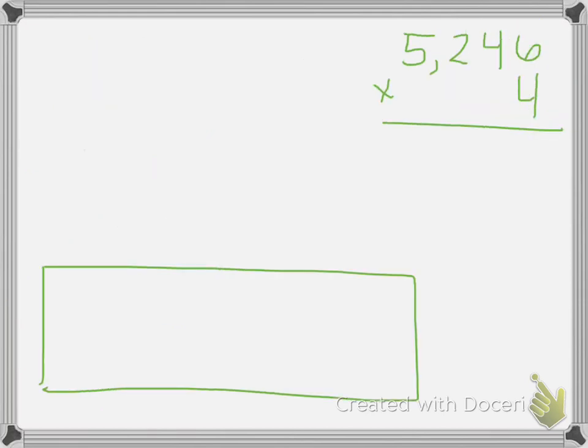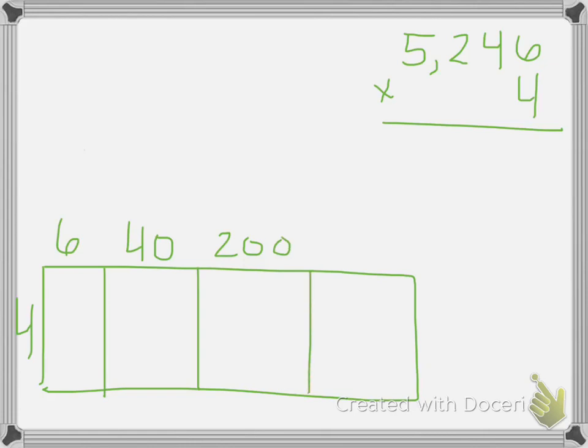Alright, one last one here just to make sure we're getting it. So I have my 4 as my width, I have my 6, and I have 40, and I have 200, and then I have 5,000. Not quite to scale here, but you get the idea. So I have my expanded form across my length, and now I can multiply.